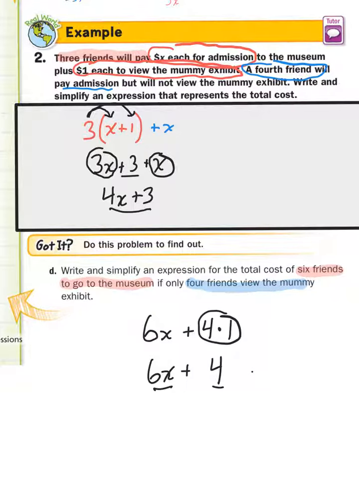So if you had it, you're good to go. Let me just explain it. So these 6 friends are paying X dollars to go to the museum, but only these 4 friends are paying $1 to see the mummy exhibit. So that's it for that. All right, on to the next page.